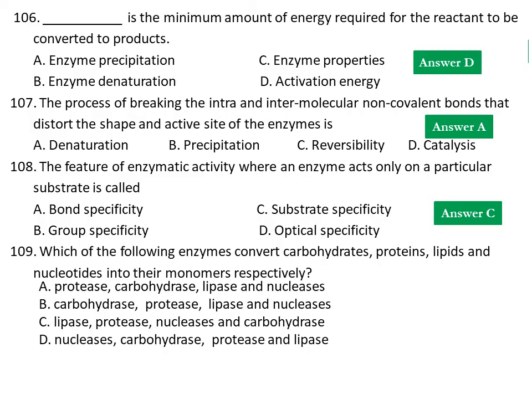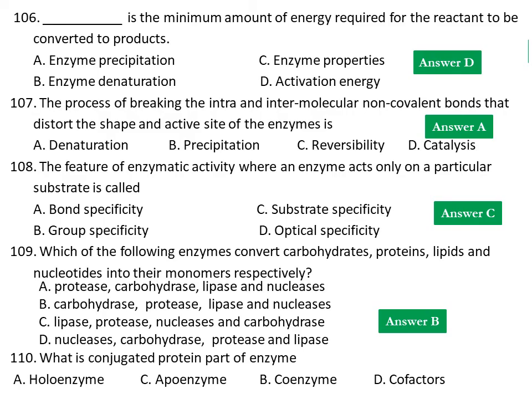Question number 109. Which of the following enzymes convert carbohydrates, proteins, lipids, nucleotides into their monomers respectively? A. Proteases, carbohydrases, lipases, and nucleases. B. Carbohydrases, proteases, lipases, and nucleases. C. Lipases, proteases, nucleases, and carbohydrases. D. Nucleases, carbohydrases, proteases, and lipases. So the answer should be B. This means carbohydrates are converted by carbohydrases, proteins by proteases, lipids by lipases, and nucleotides by nucleases into their monomers.